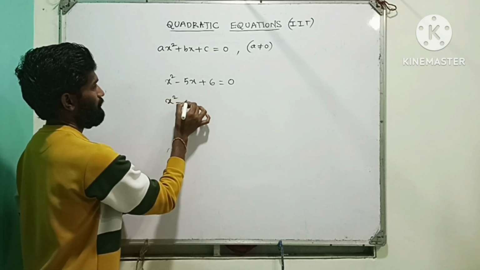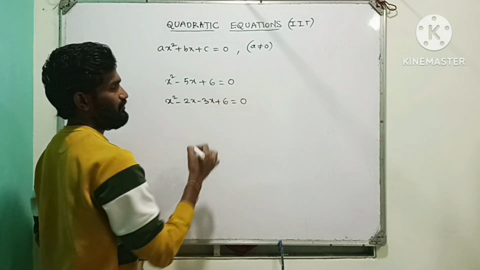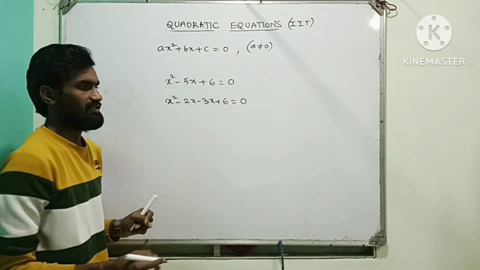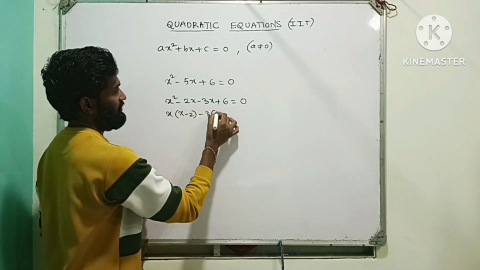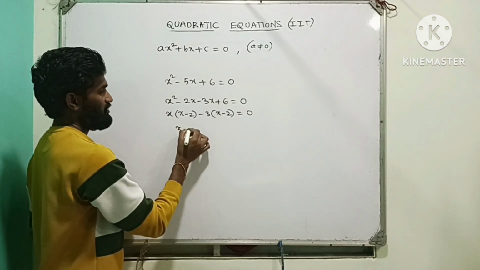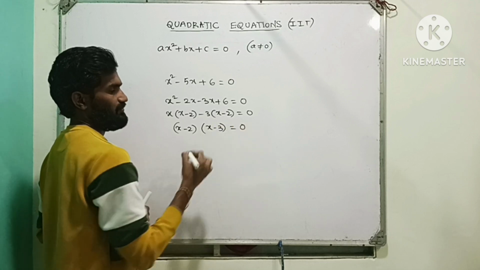x square minus 2x minus 3x plus 6 equals 0. Minus 5x can be written as minus 2x minus 3x. If I take x common, it is x minus 2, and if I take minus 3 common, it is x minus 2, which equals 0. So in both we have x minus 2. If I take x minus 2 common, it is x minus 3 equals 0.